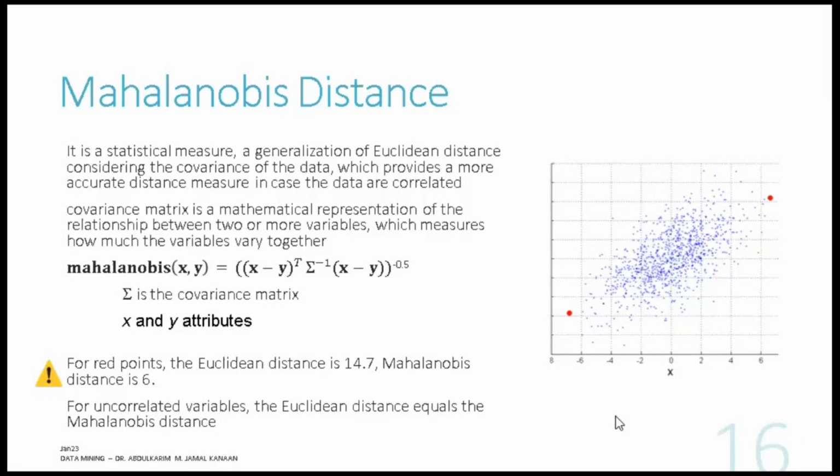If there's correlation, Mahalanobis is going to do better. Mahalanobis is going to show me the right distance, which is 6, while Euclidean is going to show me 14.7. In case there is no correlation, Mahalanobis and Euclidean are going to have the same result, the same answer. Okay?